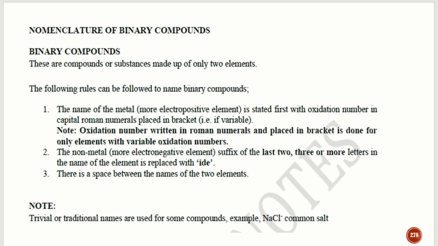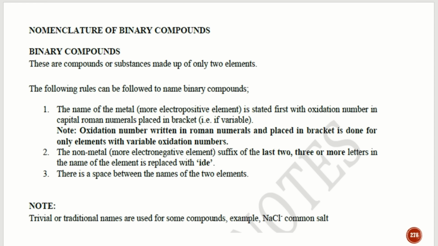To name a binary compound, the first thing you need to do is to name the metal part first, because binary compounds are composed of a metal part and a non-metal part. The metal parts are our cations, the non-metal parts are our anions. So the cation part should be named first. Now when you name the metal part, you should check for the oxidation state of the metal. Is it a variable metal or not? If it is variable, you must write the oxidation state of that metal in brackets and in capital Roman numerals.